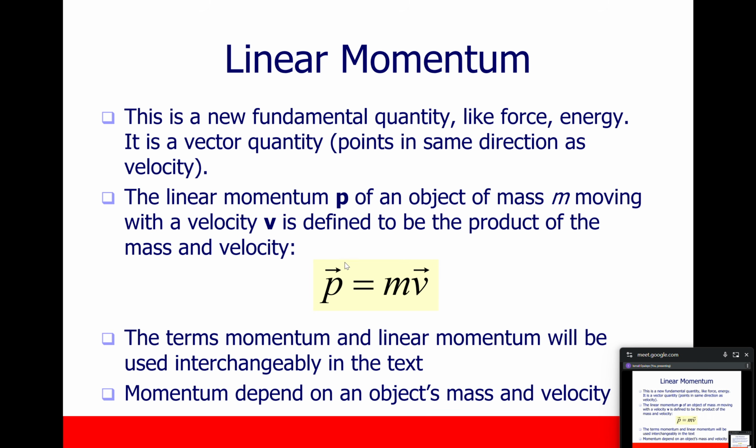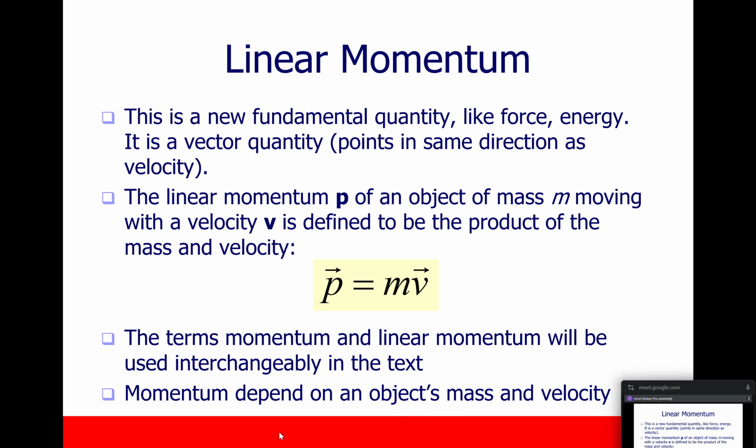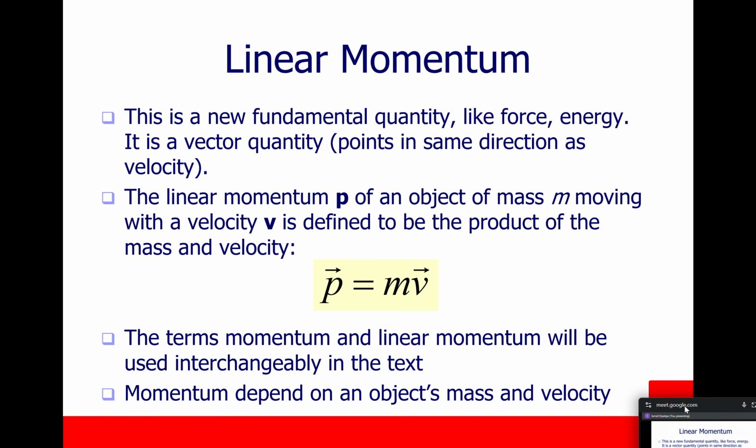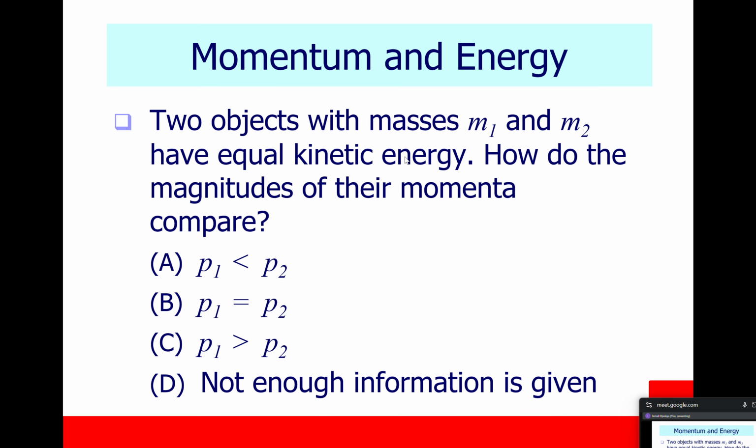It is also a vector quantity. That is why you see this arrowhead there. Velocity is a vector quantity, so momentum is as well. Usually, the terms momentum and linear momentum will be used interchangeably as we progress. Momentum depends on two variables, the mass and the velocity. Are we still together? Yes, sir. Okay.